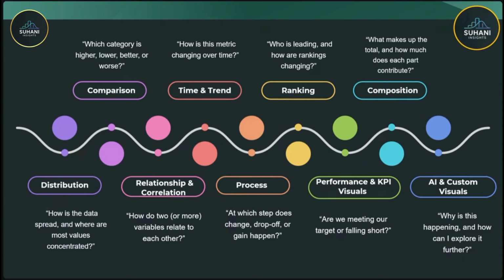First is comparison. If we talk about comparison, by summing up, we will be asking the charts which category is higher, lower, better or worse. If we talk about time and trend visuals, then the question will go like, how is the metric changing over time? Is there any season or is there any trend in the chart and all?